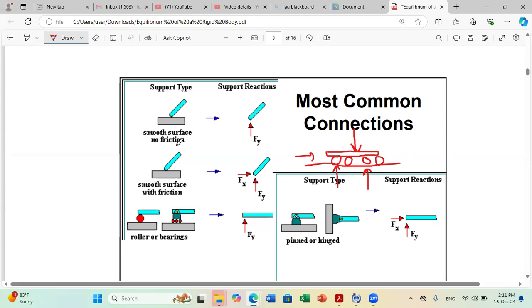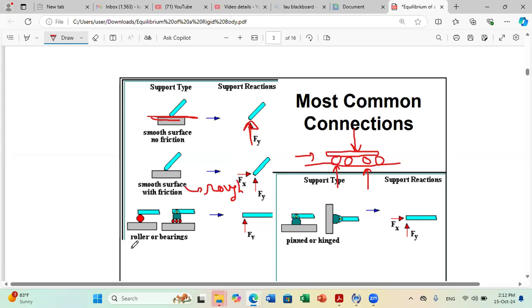Now, if you have a smooth surface, as we were discussing before, a smooth surface cannot develop friction. It can develop only a force perpendicular to the contact line. So here, for example, this is the contact line. So the smooth surface with no friction will exert a force perpendicular to contact line. When we say rough surface, or sometimes we say smooth surface with friction, which is equivalent to rough surface, a rough surface can develop friction force. So a rough surface can develop two external reactions, one in X, one in Y.